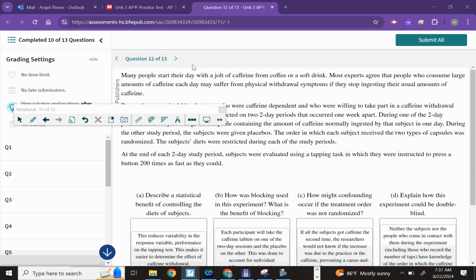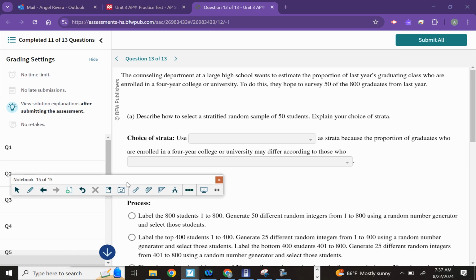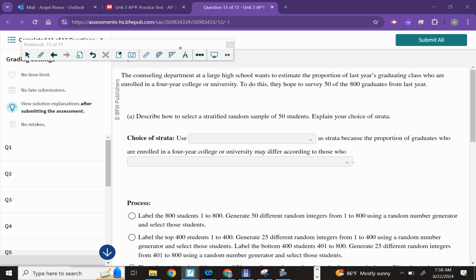All right, and then one last one. Okay, the counseling department at a large high school wants to estimate the proportion of last year's graduating class who are enrolled in a 4-year college or university. To do this, they hope to survey 50 of the 800 graduates from last year. Describe how to select a stratified random sample of 50.